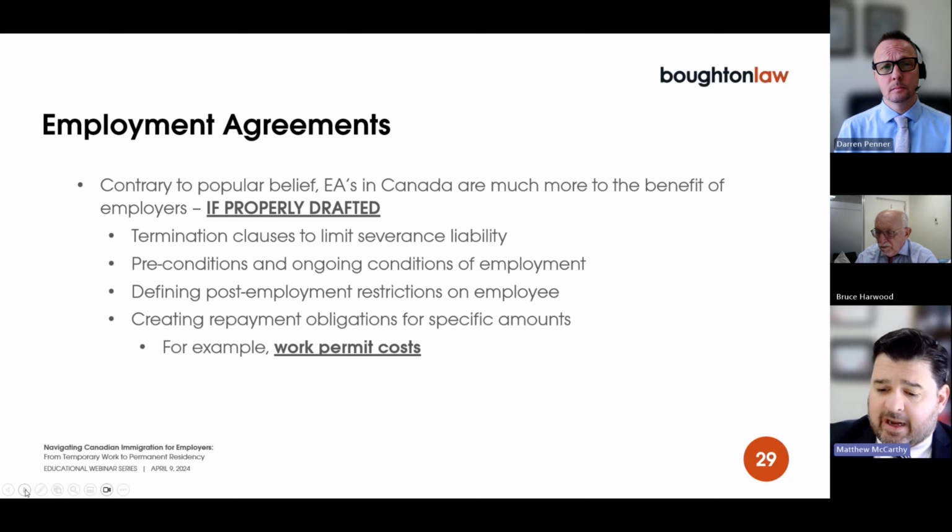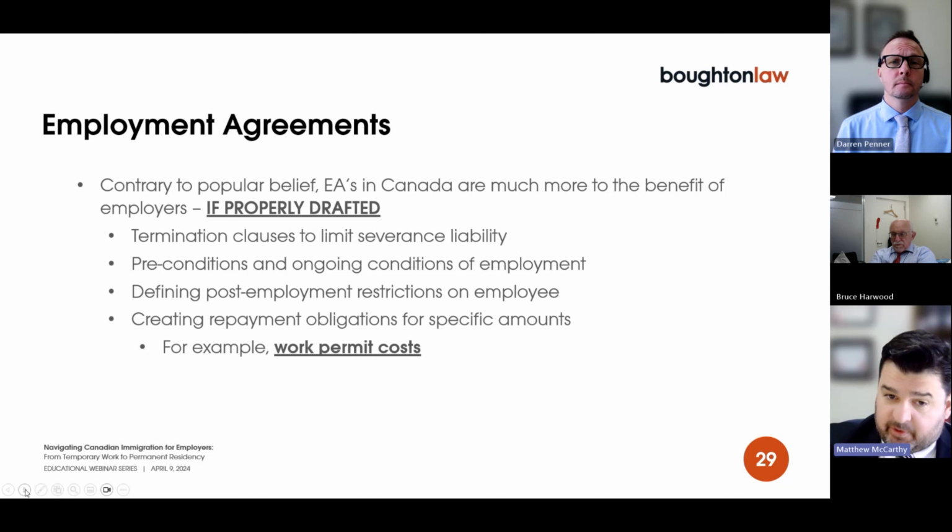As long as it's drafted correctly, something like that can be characterized as a forgivable loan, which can be recovered at the end of employment, or maybe recoverable, and even possibly could be deducted from earned wages if it's drafted correctly. We should be getting employment agreements for all new employees, including foreign workers. And in some cases, employers may want to consider, if they don't have them already, employment agreements for existing employees.